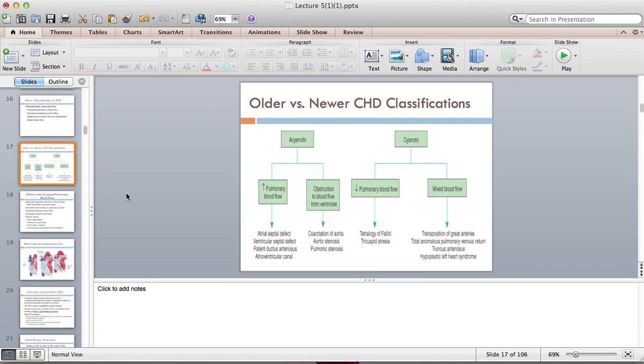Okay. On the other hand, the ones that are cyanotic are the ones that have less blood oxygen getting into the systemic circulation. So there is less flow of blood that goes into the lungs to pick up oxygen. One of that will be the tetralogy of Fallot that has 4 deformities, or any narrowing of the tricuspid valve.